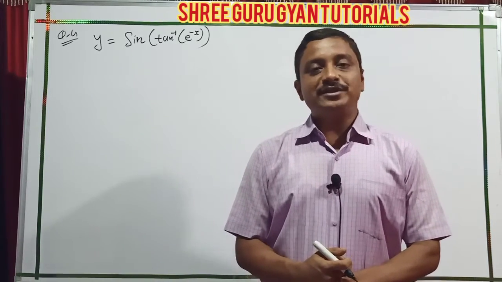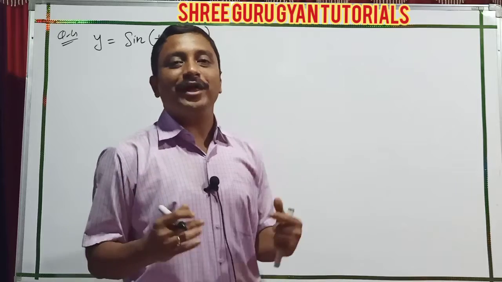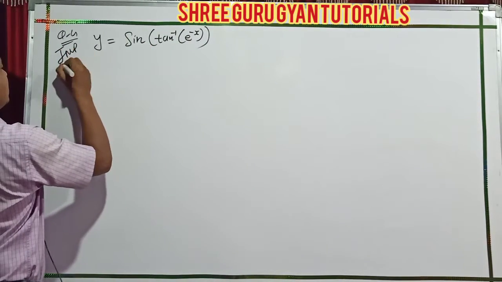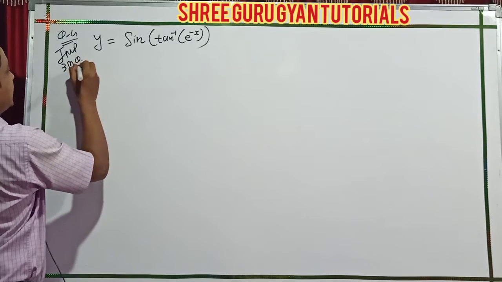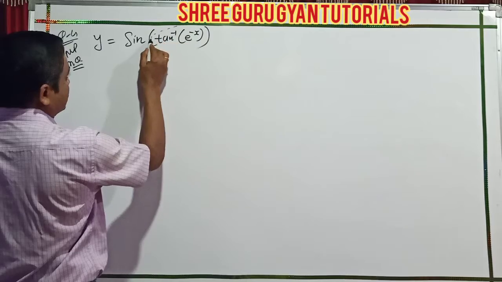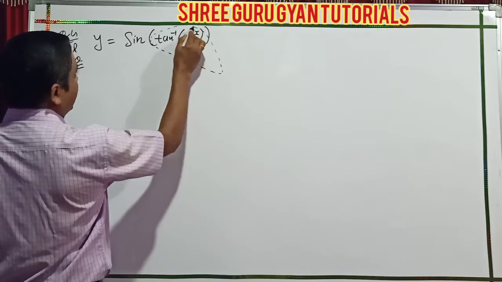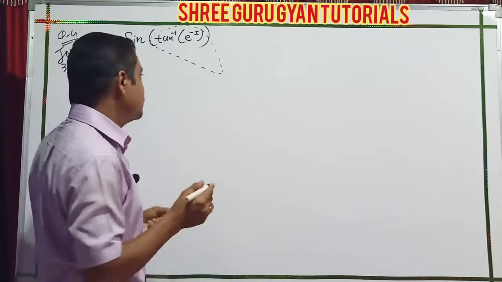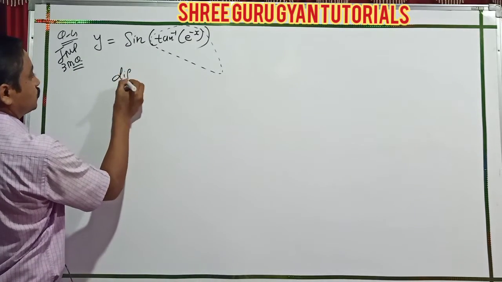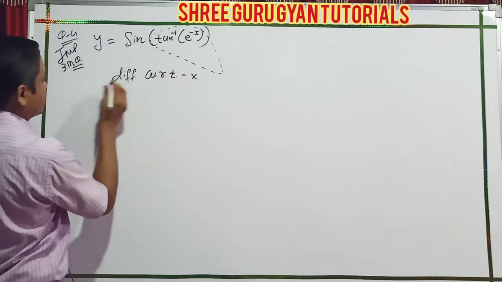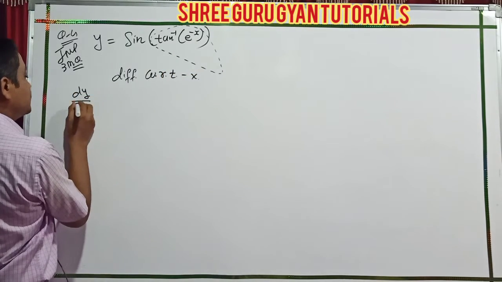One more numerical, students. It is an important board exam sum for 3 marks. That type is asked in the exam. First of all, students, you just highlight these terms. Taking sine of tan inverse of e raised to minus x, this is one of the compositions. So differentiation with respect to x. So what are you getting, dy by dx?